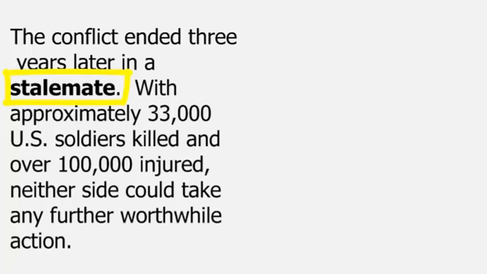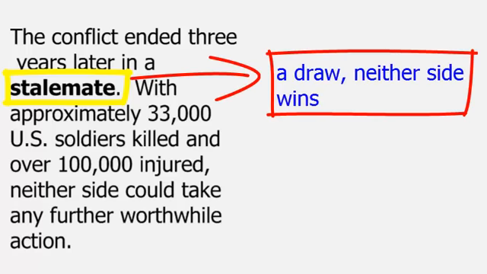One important word we need to know about here is stalemate. A very simple definition is a draw. Neither side wins. However, in this case, we should look at what is written in the text. Neither side could take any further worthwhile action. This best defines a stalemate in the Korean War.